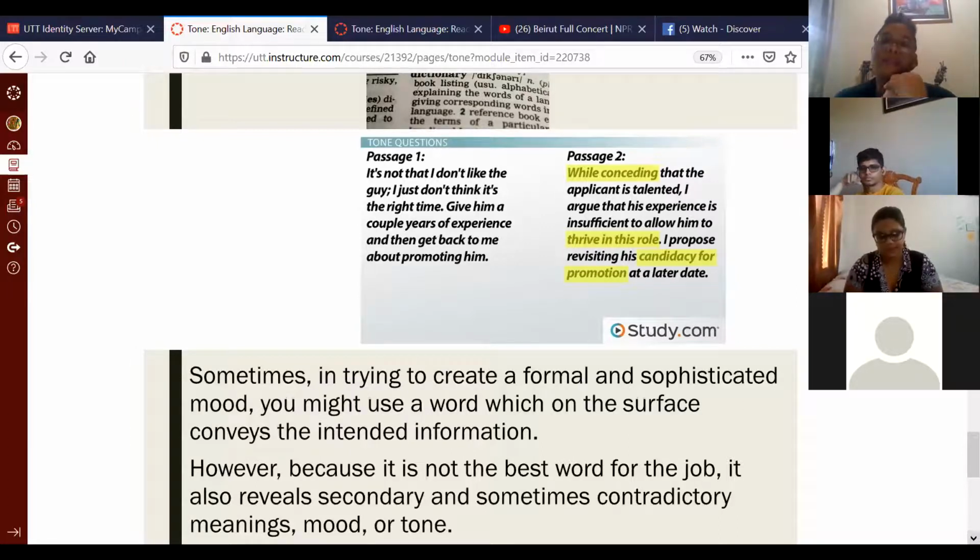So with the second one, is it the same information? Right, so it's the same information. But how do we feel? What's the mood of the second passage? How do we feel reading that? It's not biased. So I will agree to it. Right, it doesn't seem biased.